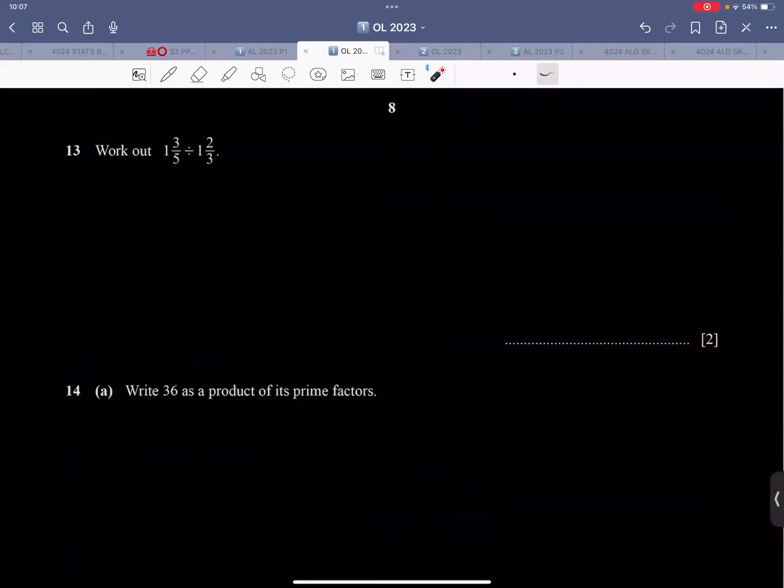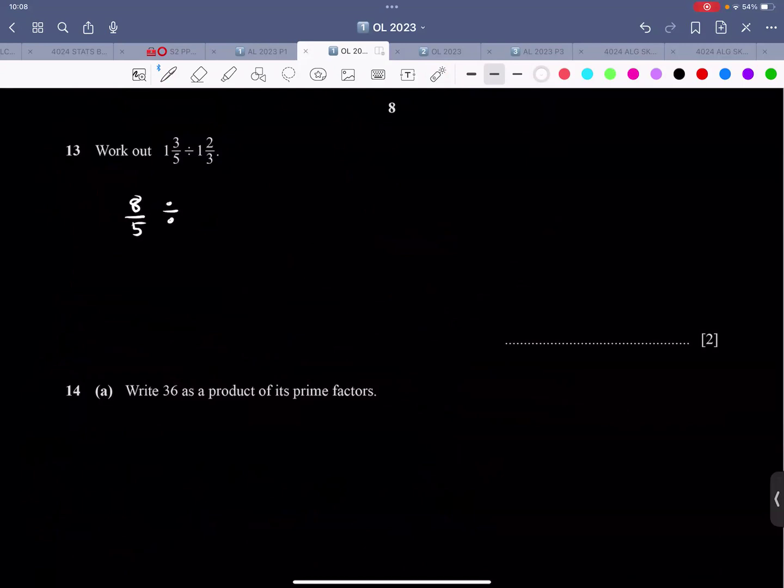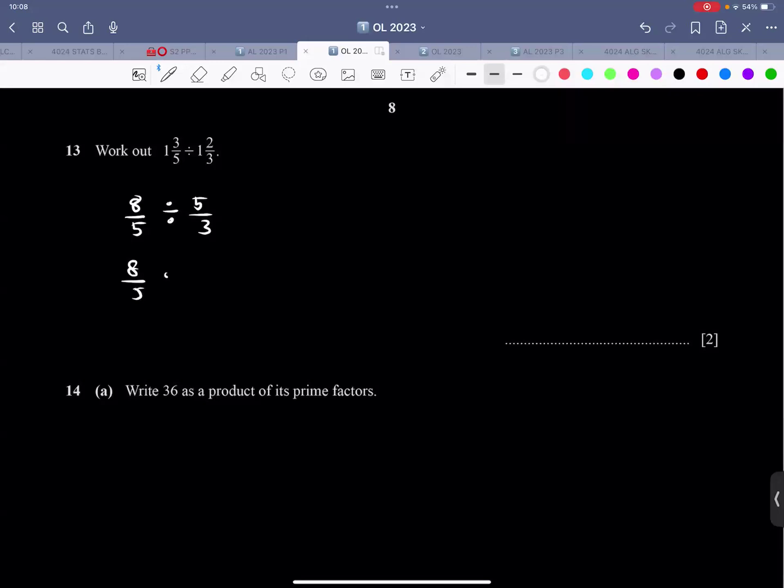Question number 13. Work out 1 3/5 divided by 1 2/3. So 1 3/5, that is 8/5. Division sign as it is. 1 2/3, that is 5/3. 8/5 into 3/5. So 8 into 3 is 24. This is 24/25. That's the answer for this part.